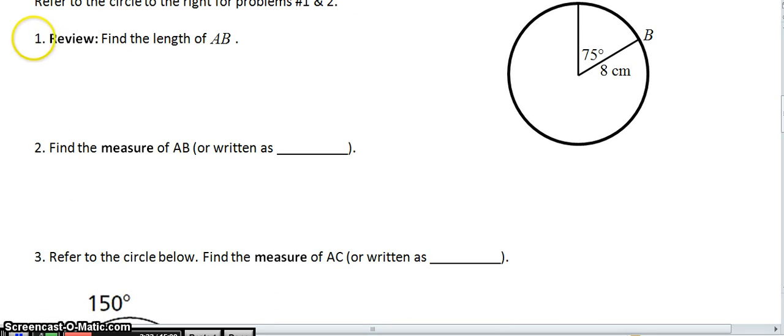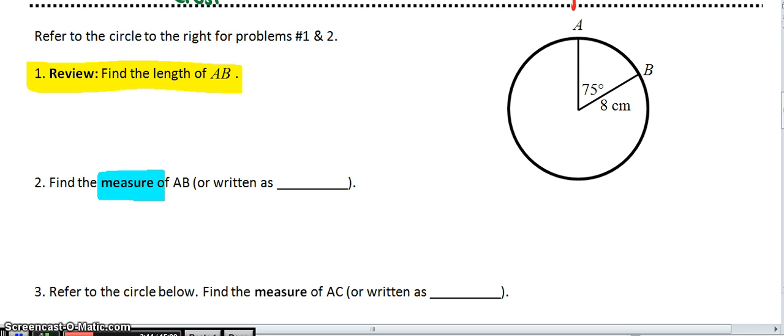Okay. On your own, when you're done with the video, you are going to do a review problem to find the length of AB. That you should already know how to do. What I'm going to teach you today is how to find the measure of different arcs. And we're going to start with arc AB, which I'm going to draw right here. Okay, here's my arc AB. Now, all I know is I'm looking for a measure, which is in degrees. And I don't know the measure of AB, but I do know the measure of this angle here. So I'm going to call this point C. So I know the measure of angle ACB equals 75 degrees.